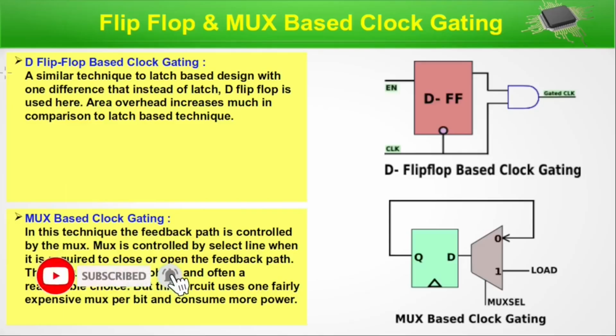This is D flip-flop based clock gating. Instead of a latch, there is a D flip-flop. It is a similar technique to the latch-based design, with one difference: instead of a latch, a D flip-flop is used here. Area overhead increases much in comparison to the latch-based technique. Here, area overhead is higher.